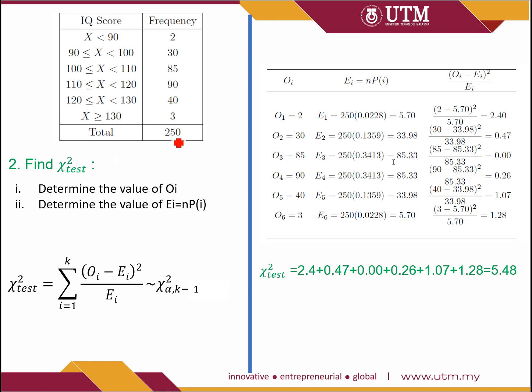After you find the probability, sub the value of the probability into the formula, and you will get this answer. And don't forget your Oi is the observed frequency number, from 230 until 3, and the value of your n is the total of your observed frequencies. After you get these values, sub them into the chi-squared formula to find the chi-squared test. Just total up all these values and you will get 5.48.